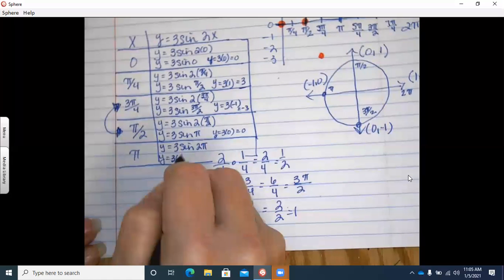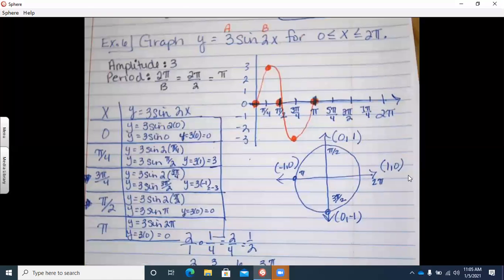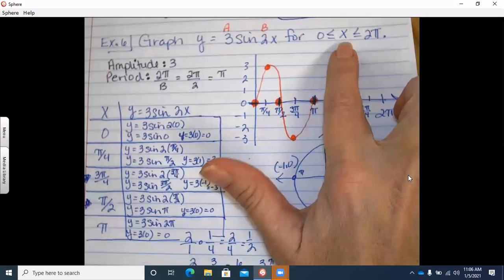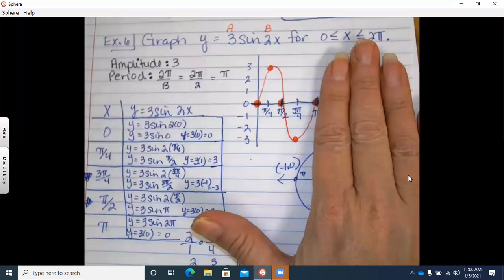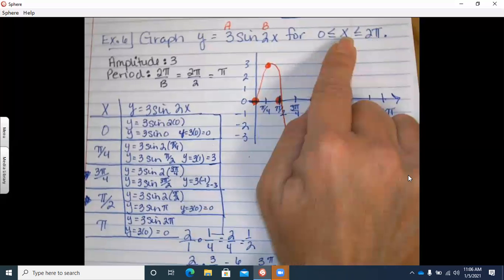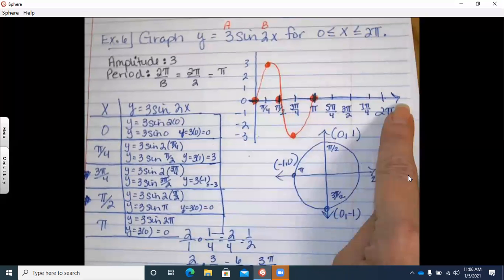So we fit one cycle between 0 and pi. We usually do one cycle between 0 and 2 pi. Well, that's when one period is 2 pi. But this time, our period was only pi. So if they did not say to graph it between 0 and 2 pi, we would just stick with the one period, okay? But since they wanted to see the whole graph, everything between 0 and 2 pi, then we had to extend it out to 2 pi. Does that make sense? Am I talking Greek here? Or do you understand what I'm saying?